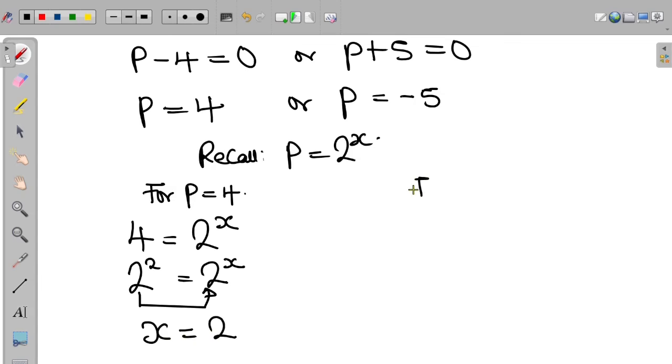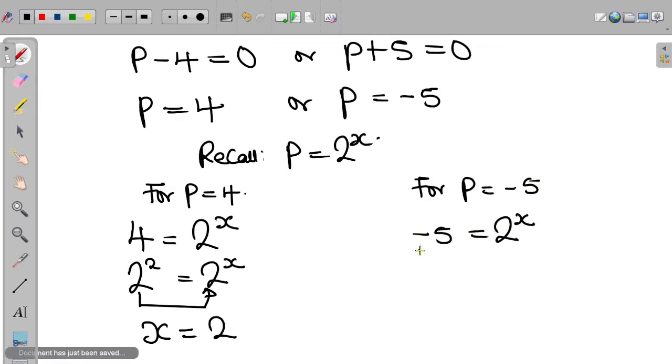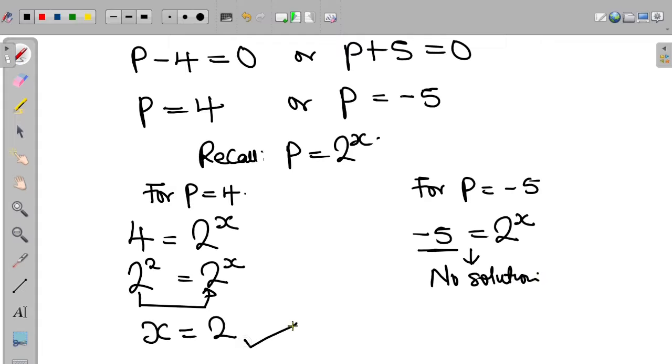Also, for p equal to negative 5, we have it that negative 5 is equal to 2 to the power of x. Now, at this point, since the value at the left-hand side is a negative value, there is no solution. So therefore, x is equal to 2.